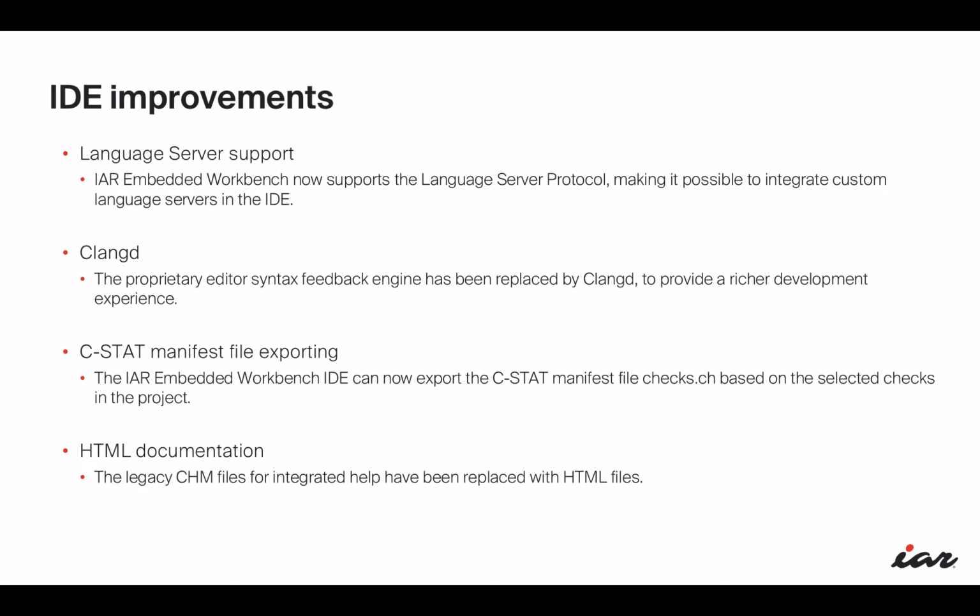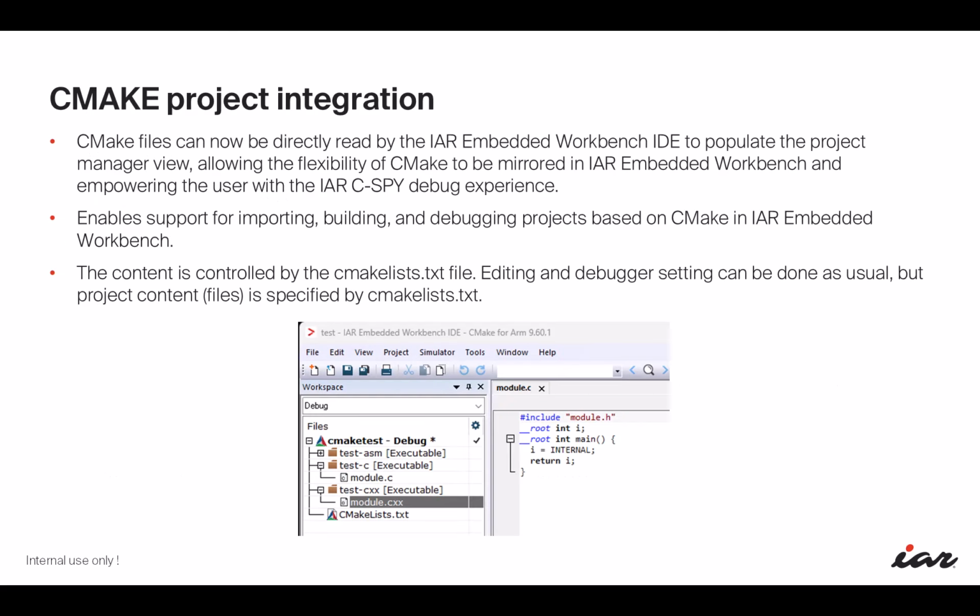HTML documentation is also something that's new. So we have replaced the legacy CHM help files with HTML files, and the plan is to provide this also online in the future. CMake project integration is a feature that existed on ARM.